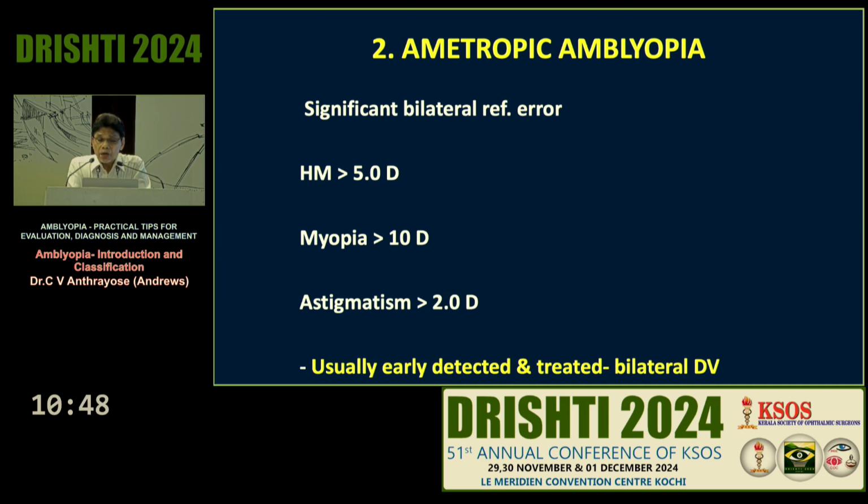The second cause is ametropic amblyopia, that is, significant bilateral refractive error. Usually hypermetropia more than 5 diopter causes amblyopia, and myopia more than 10 diopter, because near vision is not much affected in myopia. Astigmatism is more of a problem, because astigmatism more than 2 diopter can cause amblyopia. It is usually detected early and treated in ametropia because it is a bilateral condition and parents will notice it.